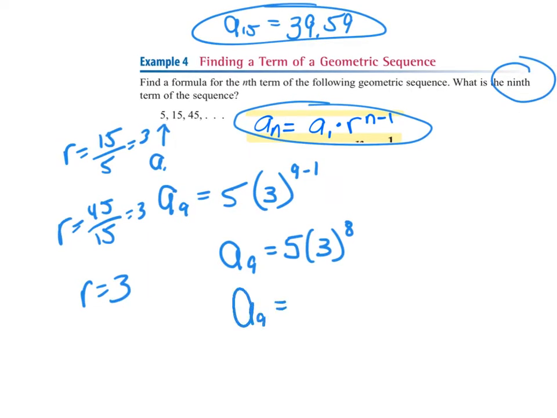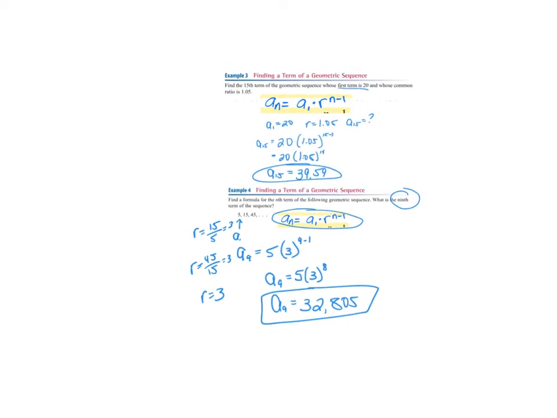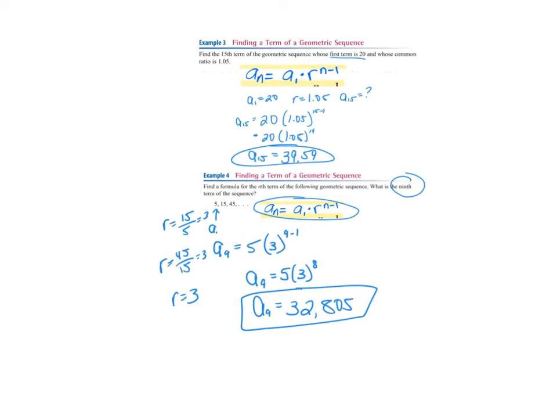What's the 9th term? Do that in your calculator. What's 5 times 3 to the 8th power? You have to raise it to the 8th power first and then multiply it by 5. 32,805. It is a big number. Remember, I told you with exponentials, with geometric, which is exponentials, the numbers get big in a hurry and they get small in a hurry. Okay, we all right? Yep.